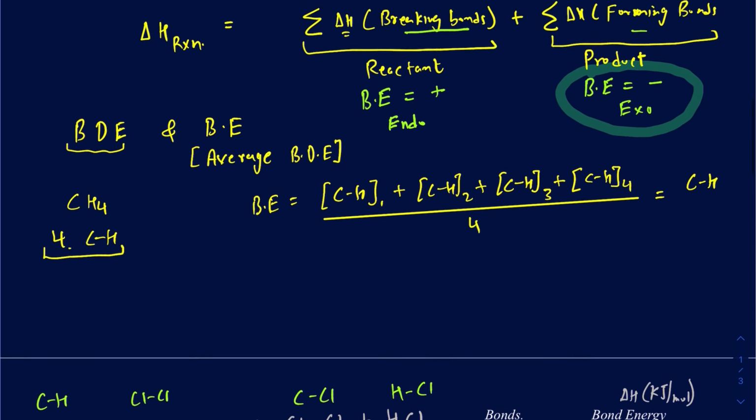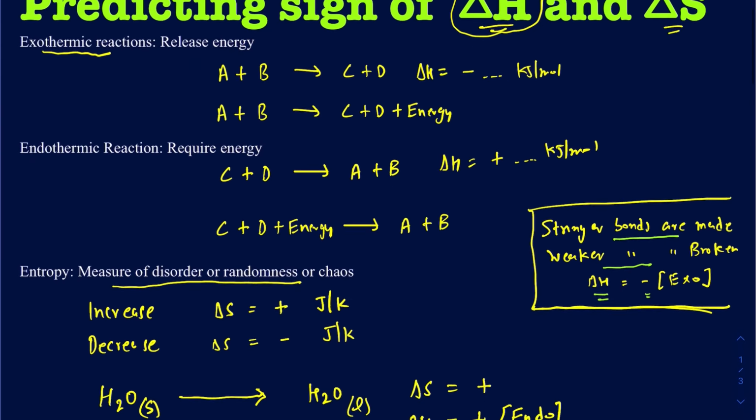So this is how you predict the delta S and delta H, and even calculate the delta H using the bond energies.